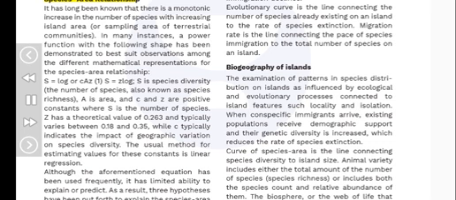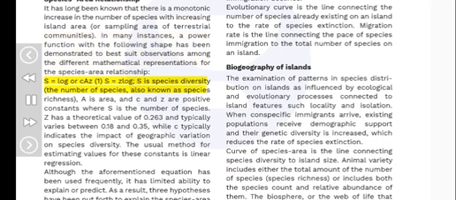A theory of island biogeography's equilibrium species-area relationship. It has long been known that there is a monotonic increase in the number of species with increasing island area or sampling area of terrestrial communities. In many instances, a power function with the following shape has been demonstrated to best suit observations among the different mathematical representations for the species-area relationship.